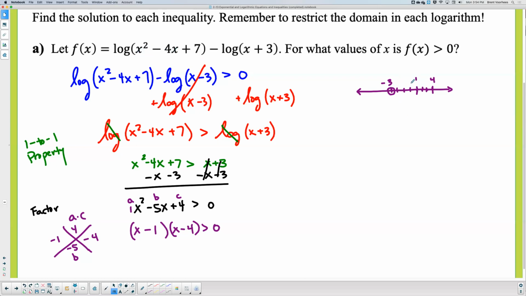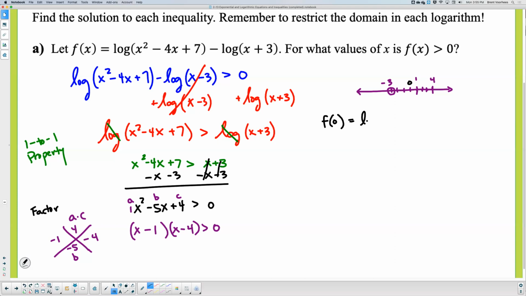So I'm going to plug in numbers and determine if these are positive or negative. I'm only going to plug in values between -3 and 1, between 1 and 4, and then numbers greater than 4. So I'm going to pick a number between -3 and 1. How about we plug in 0? I want to know if this will be greater than 0, so let's do f of 0.